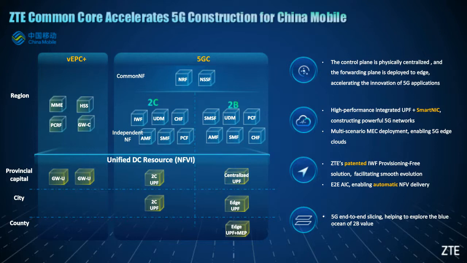Because the common core is a unified virtualized core network, it is essentially software. It is easier for the operator to migrate in the future. As you can see from the picture, the virtualized EPC could be easily migrated to any virtual 5GC, whether 2B or 2C, just by a software update and license update.